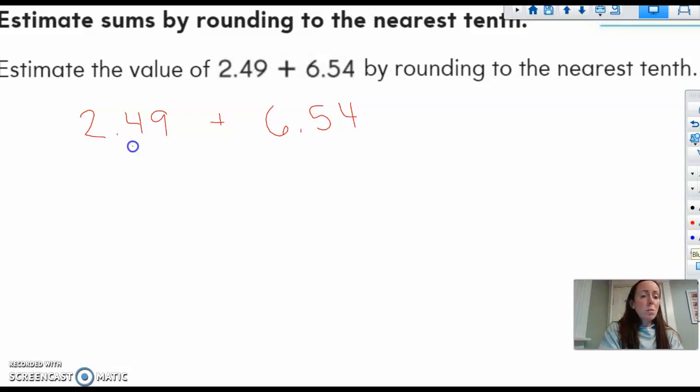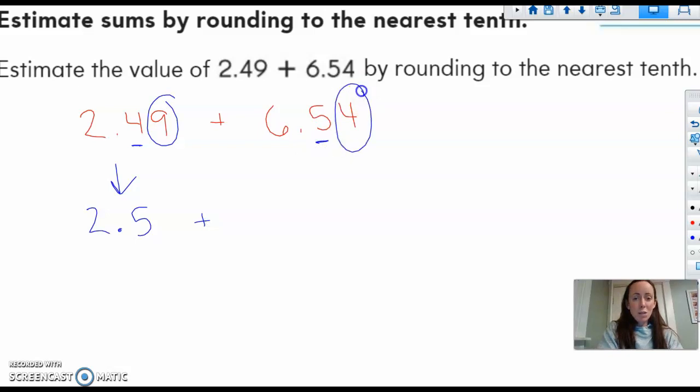So in this number here, I'm going to underline my tenths digit, circle my hundredths digit. That 9 is going to make that 4 jump up to a 5. So 2 and 49/100ths would change to 2 and 5/10. Now look at this number over here. I'm going to underline my tenths digit, circle my hundredths digit. That 4 is going to make the 5 round down and stay the same, changing our number to 6 and 5/10.